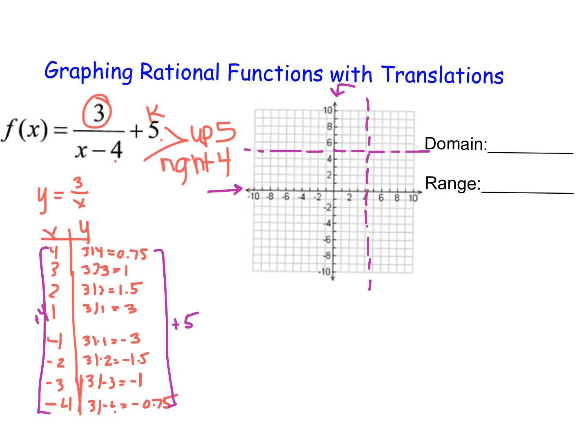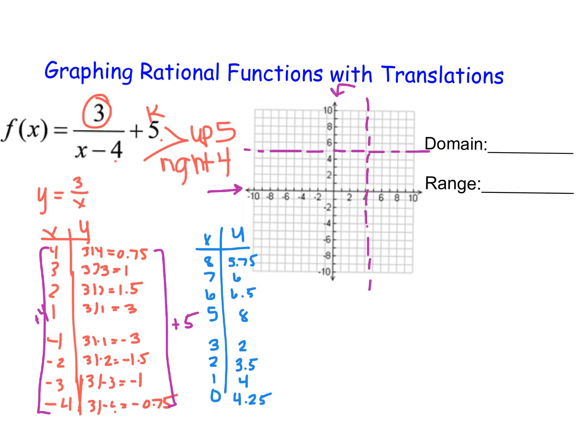So now if we go ahead and get our new table of points here, well, if we add 4 to the ones on the left, we end up with 8, 7, 6, and 5. And then we end up with 3, 2, 1, and 0. Then if we add 5 to the points that are on the right, so those y coordinates, we end up with 5.75, 6, 6.5, and 8. And then we end up with 2, 3.5, 4, and 4.25.